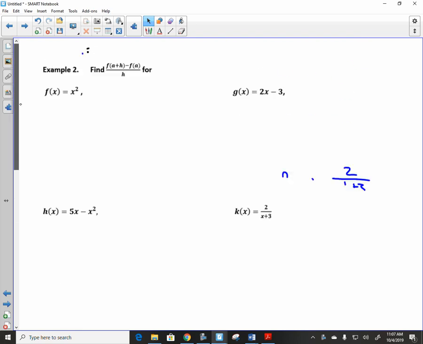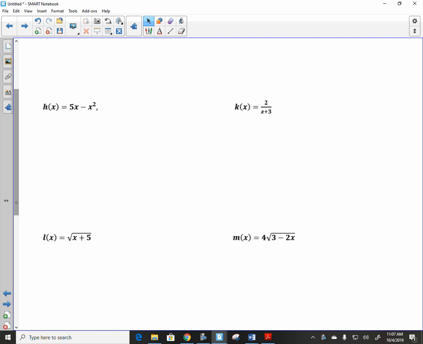We have two examples today. We've been doing this definition, f of a plus h minus f of a all over h. And we have k of x is equal to 2 over x plus 3. So just for notation's sake, I'm going to write this as f of x, so it makes sense with what we had up above. And I'm going to write this as f of x.